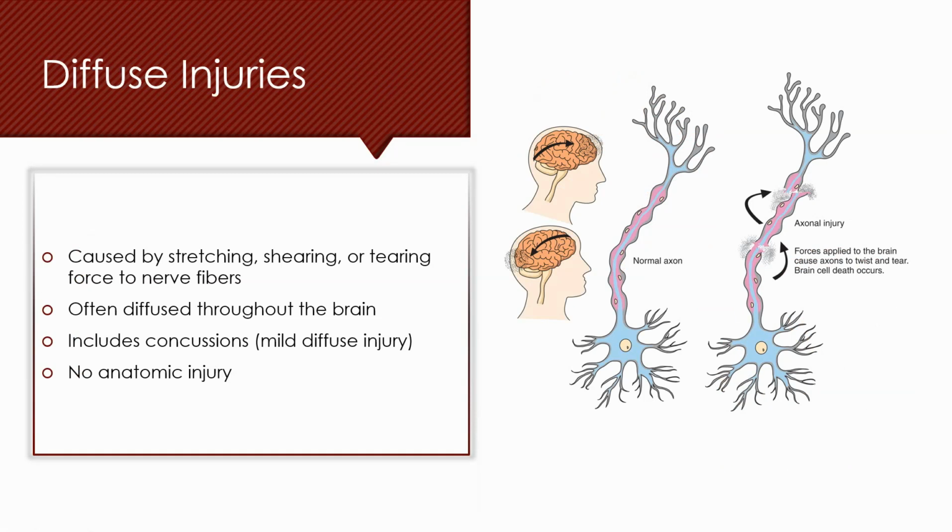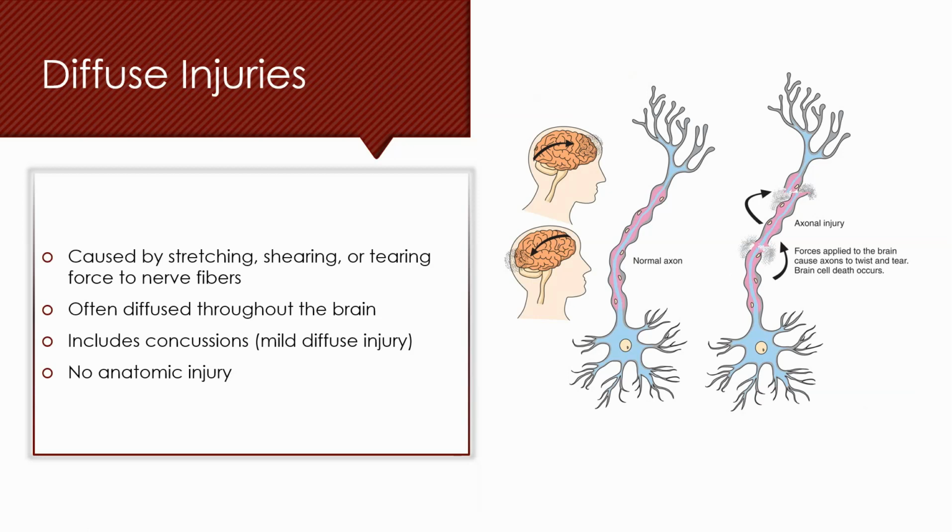Now we look at diffuse injuries. We just talked about where we had physical trauma to the brain, including contusions or even bleeding. A diffuse injury, though, is nerve-related only, and there isn't really much, if any, physical damage to the brain. This is what happens when we have concussions. A concussion is a chemical disruption, but not really a physical disruption to the brain, and it's caused by the stretching, tearing, or shearing of nerve fibers.